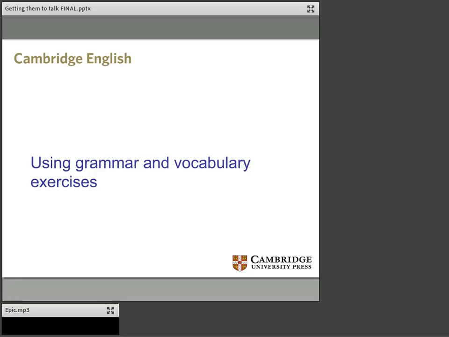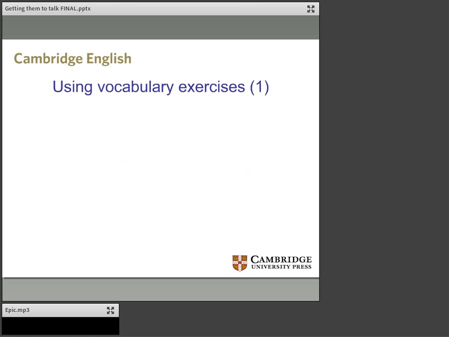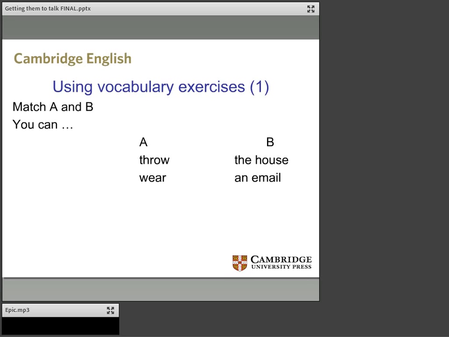Using grammar and vocabulary exercises. So let's look at this one. Here's a vocabulary exercise. Match A and B. You can throw, wear, break, write, or leave the house, an email, a ball, a shirt, a glass. And so you're asked to say, you can throw a ball, you can wear a shirt, and so on, which is fairly standard, fairly easy. It's not really oral fluency.